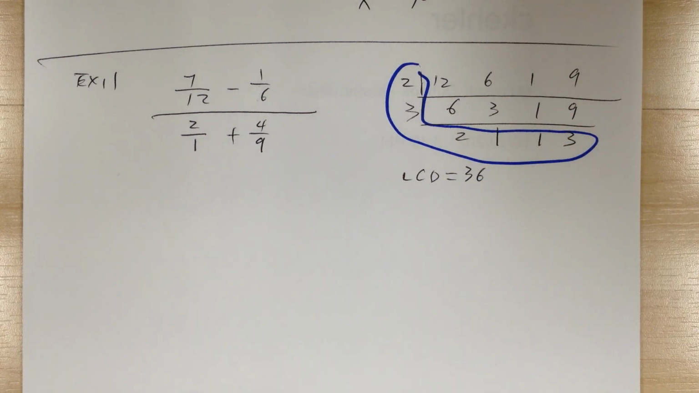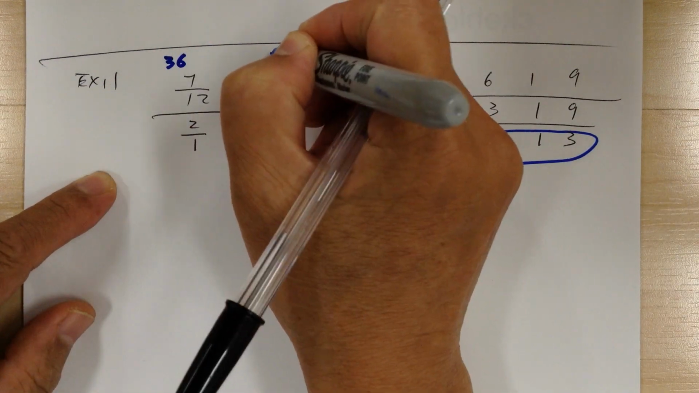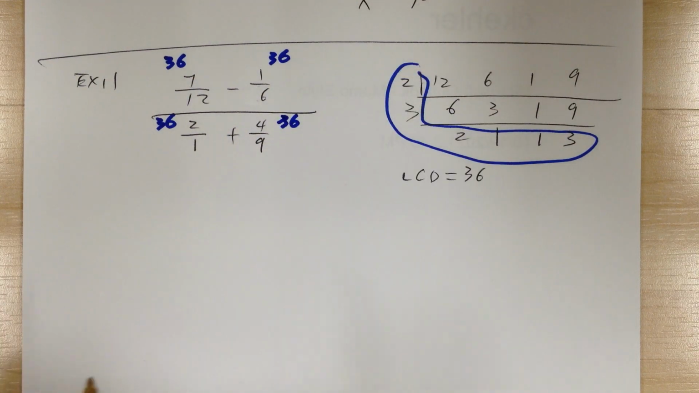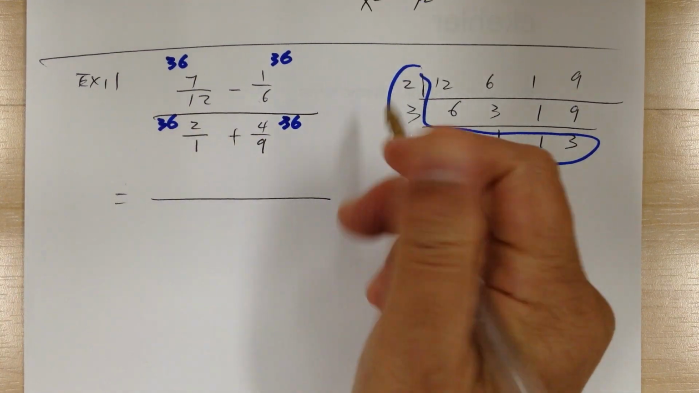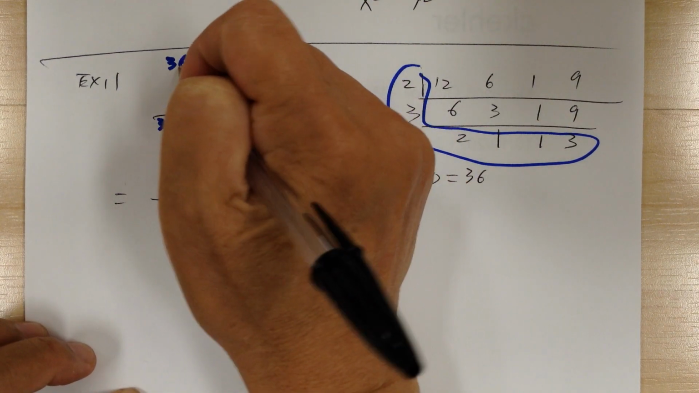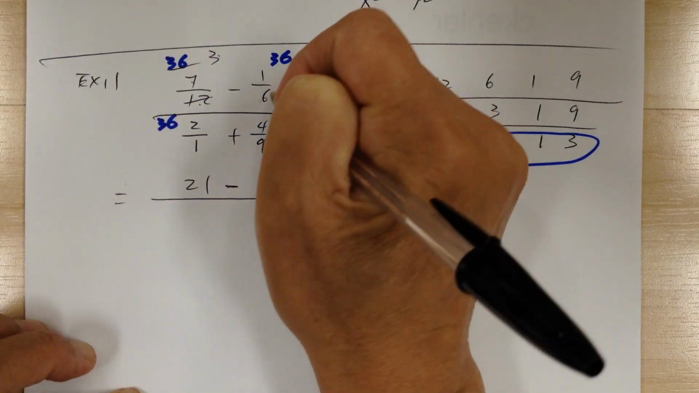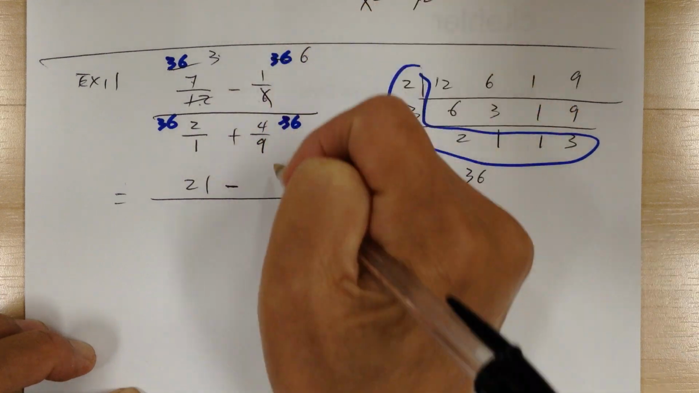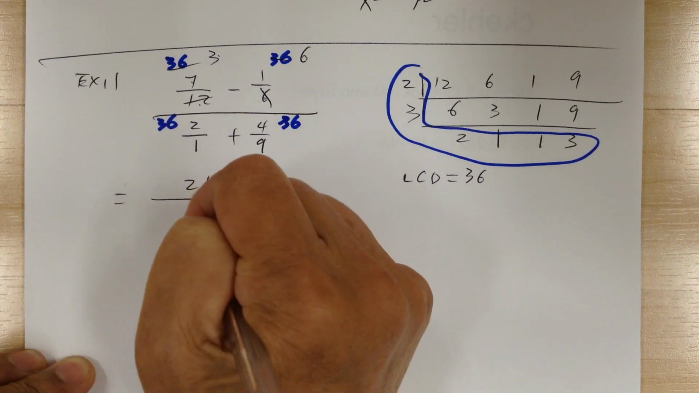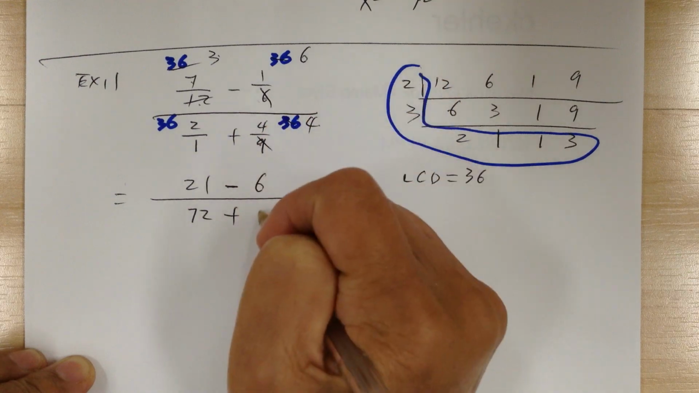Once you find the LCD, you want to multiply every term by the LCD. So multiply everything by 36. And when you simplify, you do one term at a time, and you write it down right away so you don't forget. So 36 and 12 cancel, you get 3. So 3 times 7 is 21. 6 and 36 cancel, you get 6, so it becomes 6. Over here, this one you don't cancel, so you multiply, and it's 72. This one, 9 and 36 cancel, you get 4. So 4 times 4 is 16.